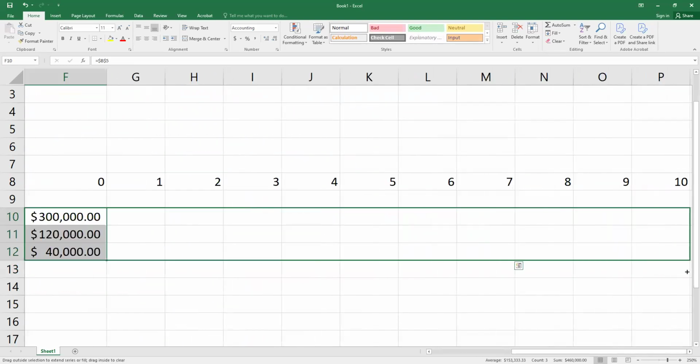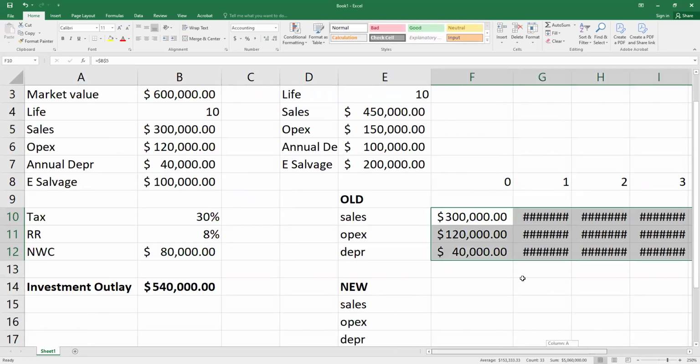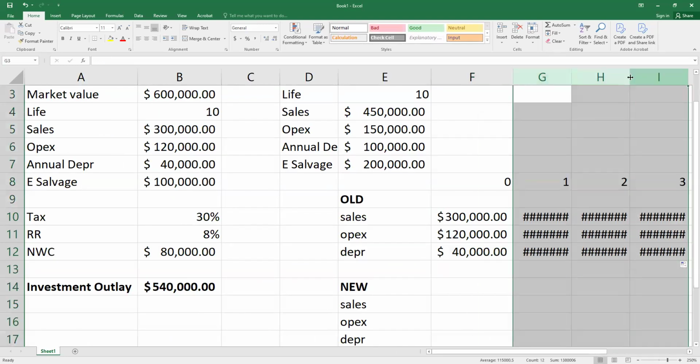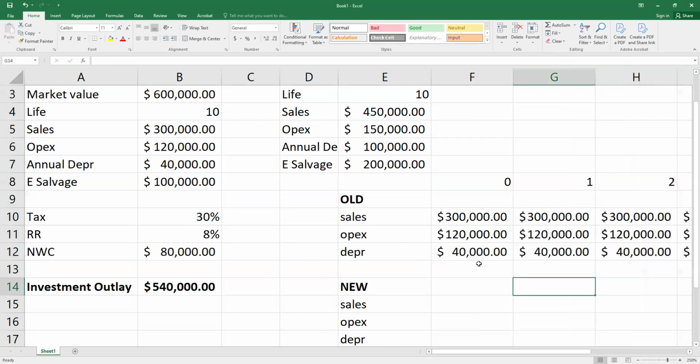And pull it to the right. Straight line, right? Yeah, it's straight line, they're the same. Just fix it and pull it to the right. And the same thing I'm going to repeat for new.